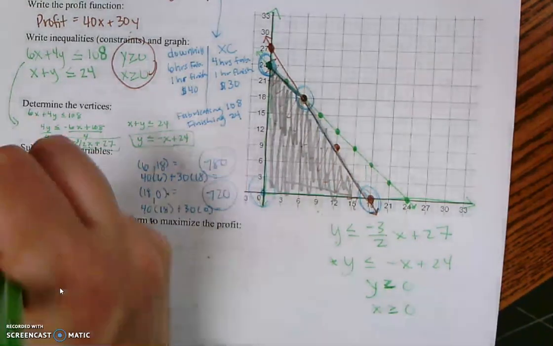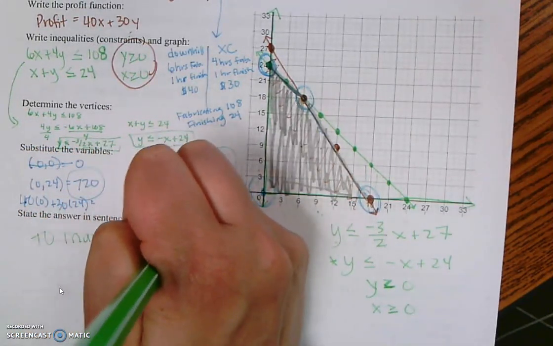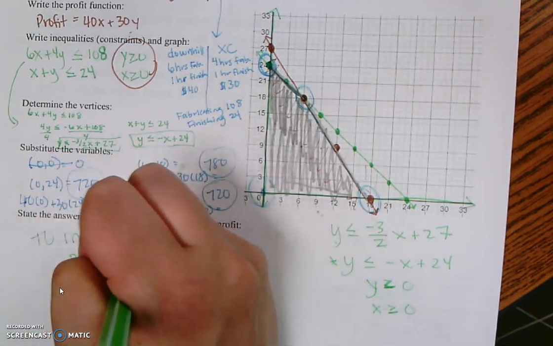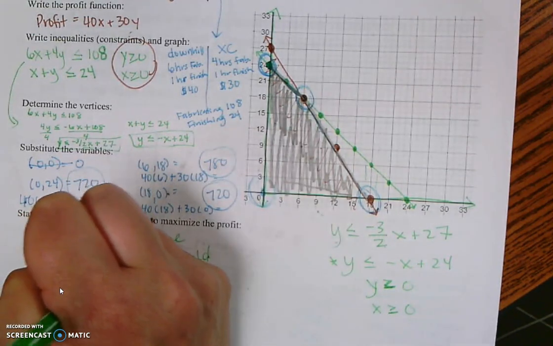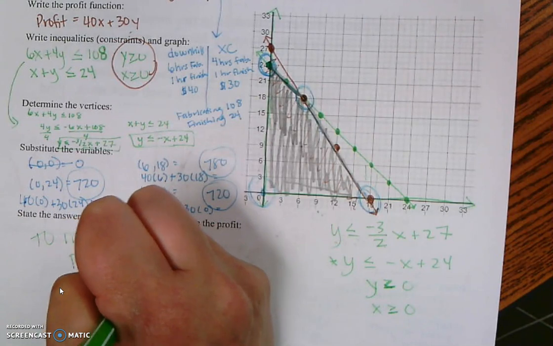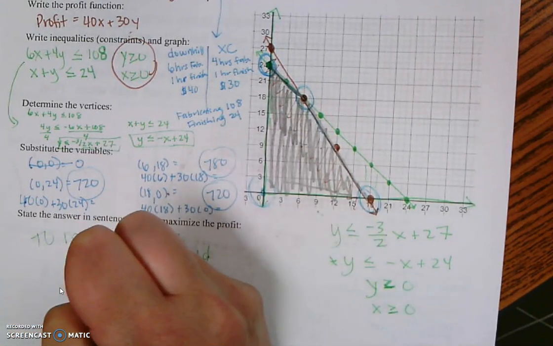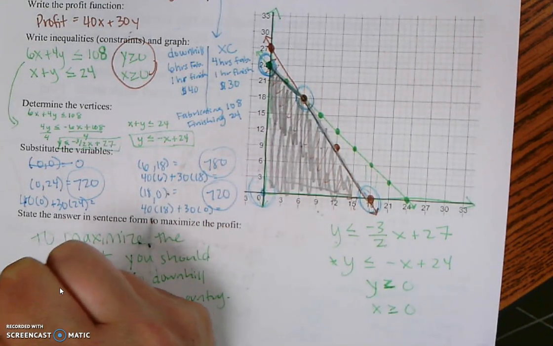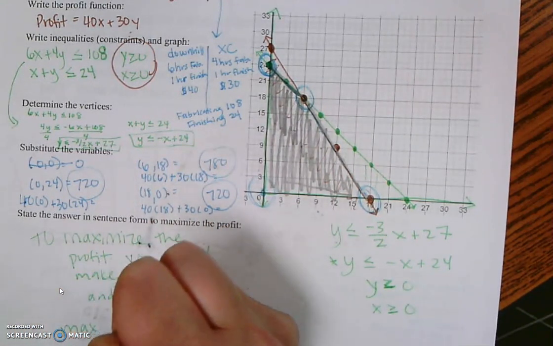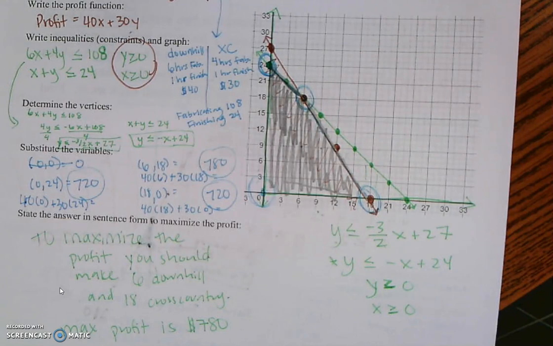So, my sentence. To maximize the profit, you should make 6 downhill and 18 cross country. Max profit is 780. Okay? So, now I've done 2 problems.